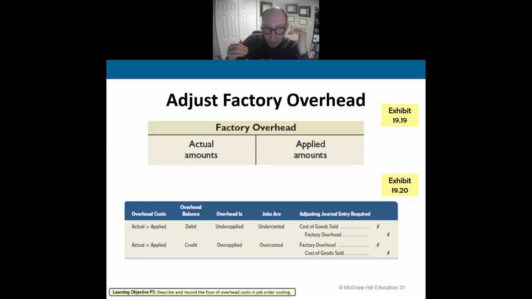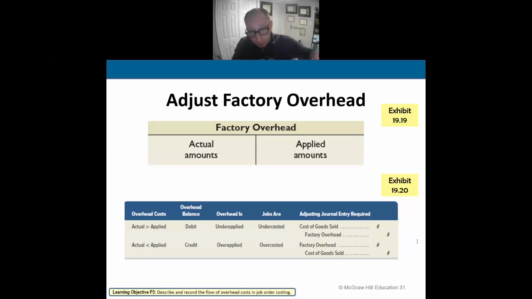So if it's under applied, we debit cost of goods sold to get our cost of goods sold up because, just as Kia had said, the difference is in the cost of goods sold, right? So if it's under, we need to raise the cost of goods sold to get it to balance. We credit factory overhead to increase the factory overhead. Because remember, it's under applied.